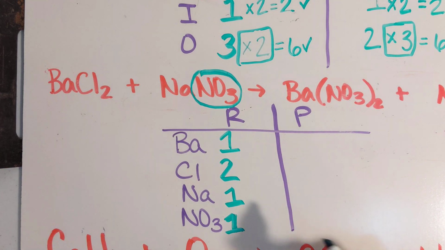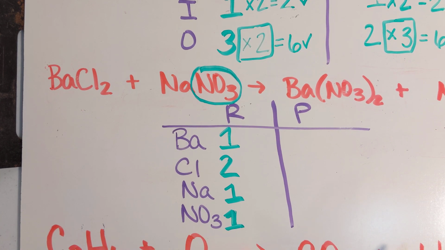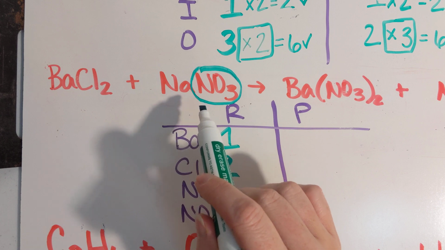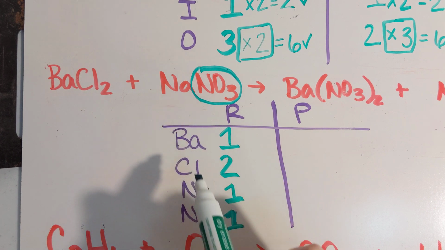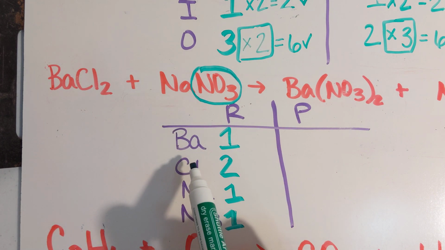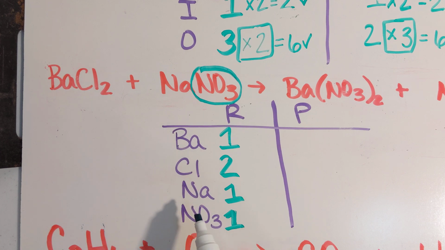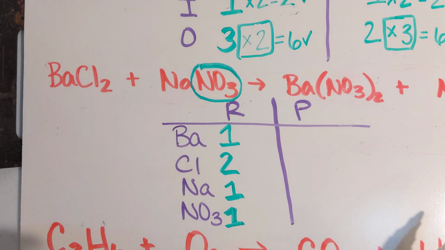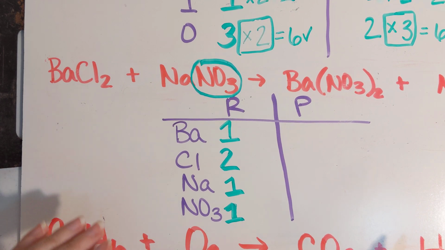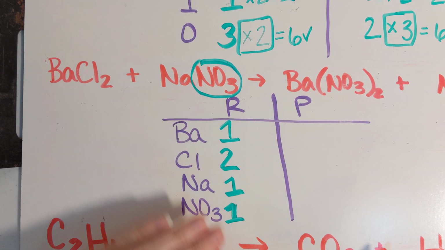Marker's not cooperating. Now, if that's something you didn't recognize, if you didn't look at it and go, nitrate, then you can totally split it up. You can do N and then you can do O. So either way works fine. Leaving it as a group ends up making it go just a little teeny bit faster. But honestly, if that was something you didn't see, you can split them up. You can do Ba, Cl, Na, N, and O. Okay, that's no problem at all. You can absolutely do that. Okay, so that's everything as my reactants.